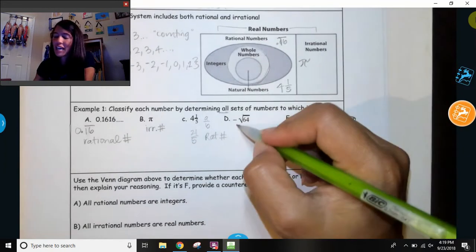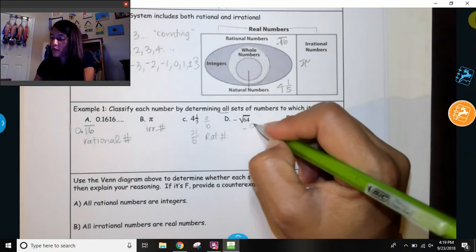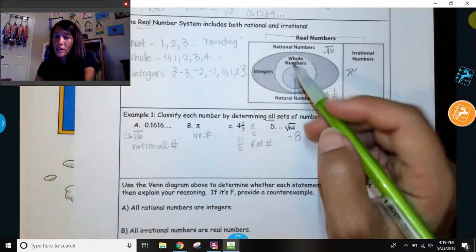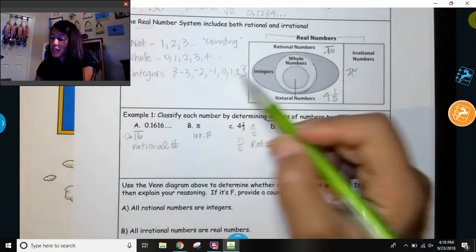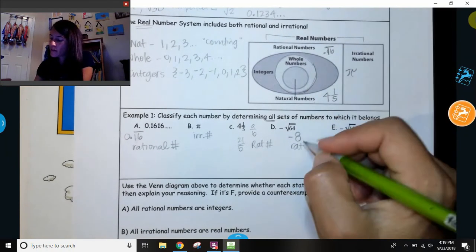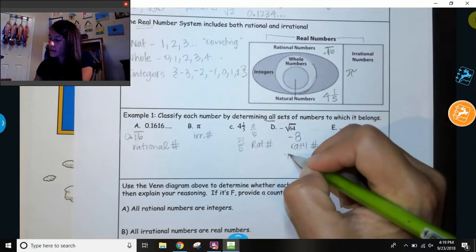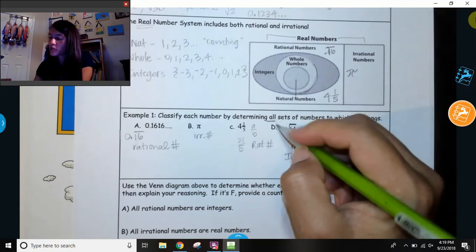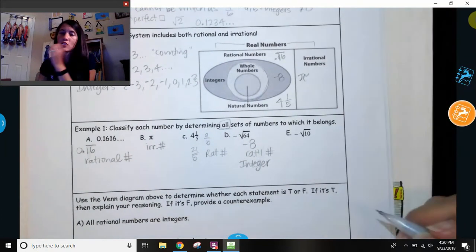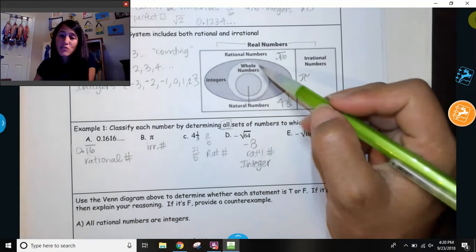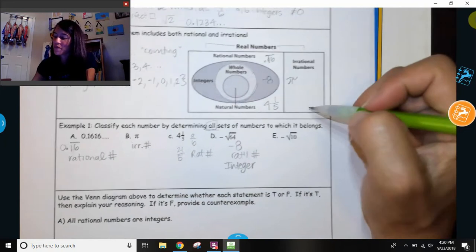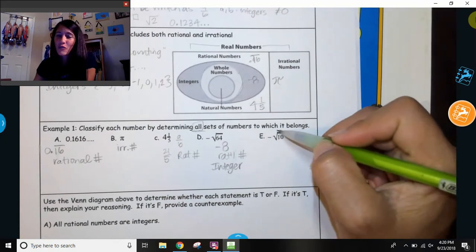All right, letter D, negative square root of 64. Let's simplify that to negative 8. Since it's a whole number, it's an integer, then it is rational. It is a rational number, and it is an integer. It says we need to list all the sets, so I'm going to put negative 8 in the integer group. It's not a natural number and it's not a whole number, but it is an integer and it is a rational number. All right, the last one, E, the negative root of 10.